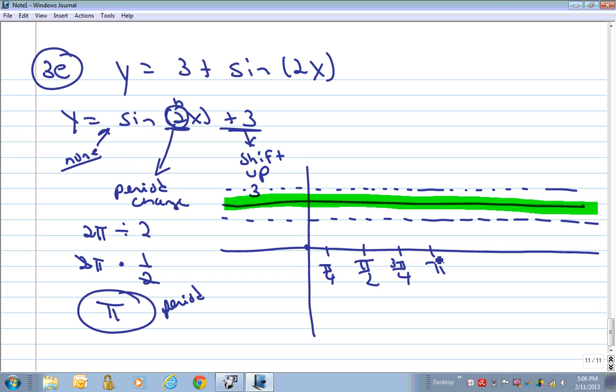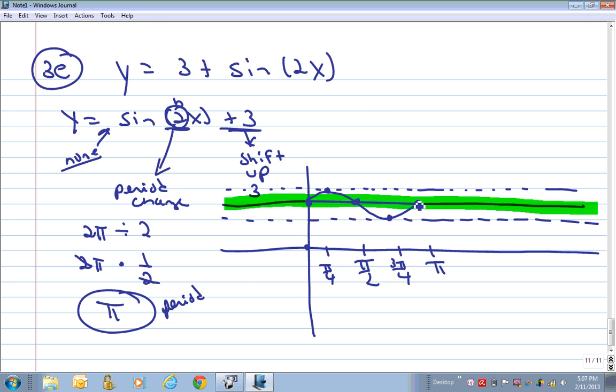It's a sine graph. Sine starts at the axis, and you've got to start at the new axis. Then at pi over 4, it would go to the top of the amplitude. At pi over 2, it would go back to the axis. At 3 pi over 4, it would go to the bottom of the amplitude. And at pi, it would go back to the axis. And now this is what your graph would look like.